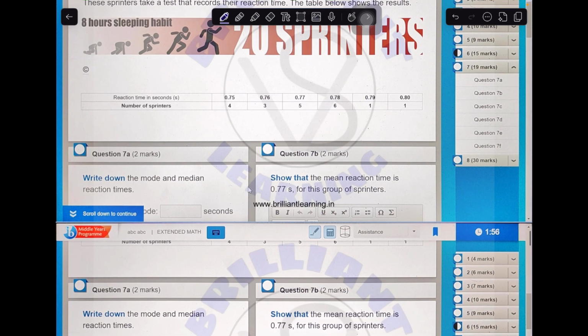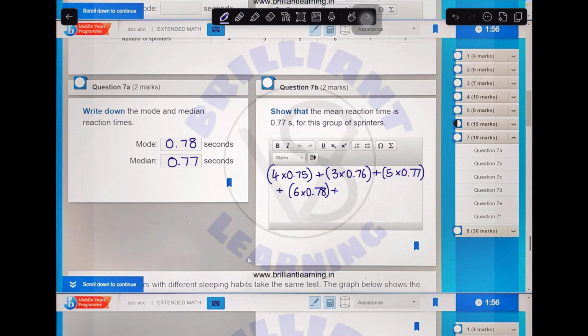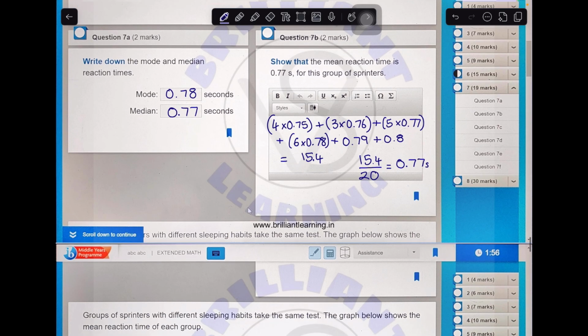We're going to add 1 times 0.79 and 1 times 0.78. So add 0.79, add 0.8. Okay, we're going to total that up and divide by 20. So you're going to get a total of 15.4. But then, of course, we need to divide this by 20 for the 20 runners. So 15.4 divided by 20, and that gives me 0.77 seconds. Okay, moving on.